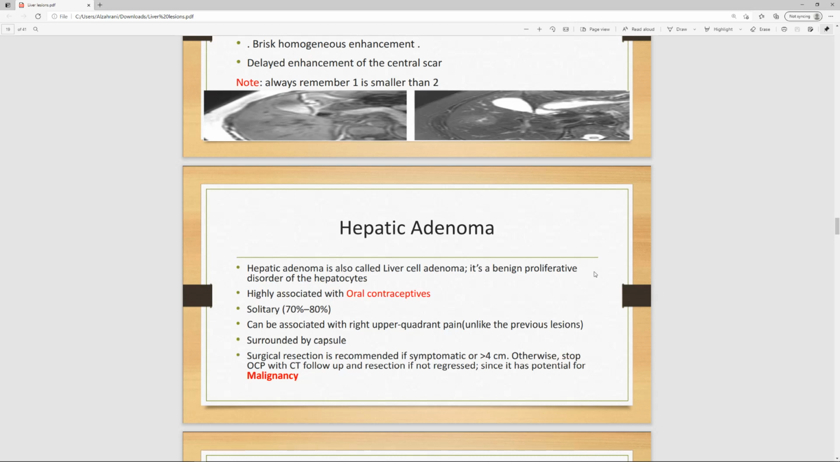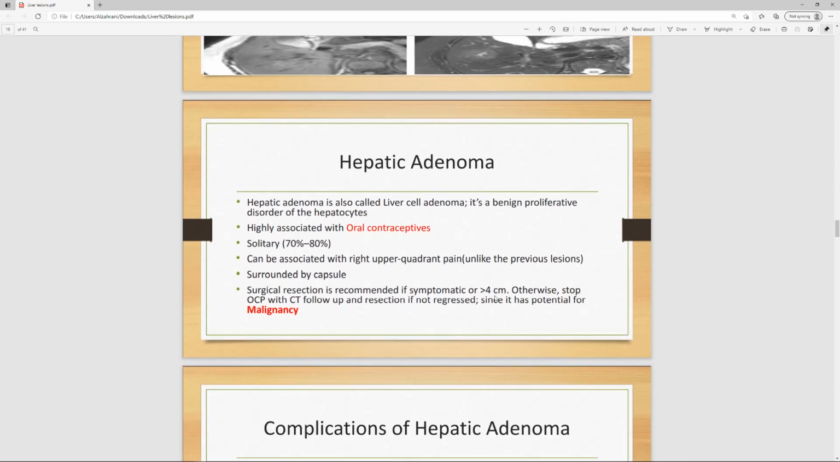Okay, hepatic adenoma is also called liver cell adenoma, another name. It's a benign proliferation of hepatocytes. It is associated with oral contraceptives. Keep in mind that focal nodular hyperplasia and hepatic adenoma are both associated with oral contraceptives. But to be more specific, which one is associated with oral contraceptives is hepatic adenoma. It is solitary lesion, only one.